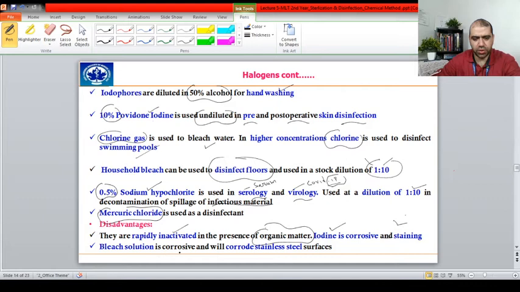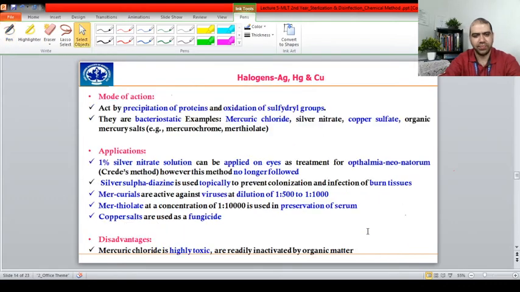And bleach solution is corrosive, and it can corrode stainless steel surfaces, particularly in your surgery. A neurosurgeon keeps all his equipment in a stainless steel container, so please don't use it on that, otherwise it can corrode the steel, and the chances of infection are higher.